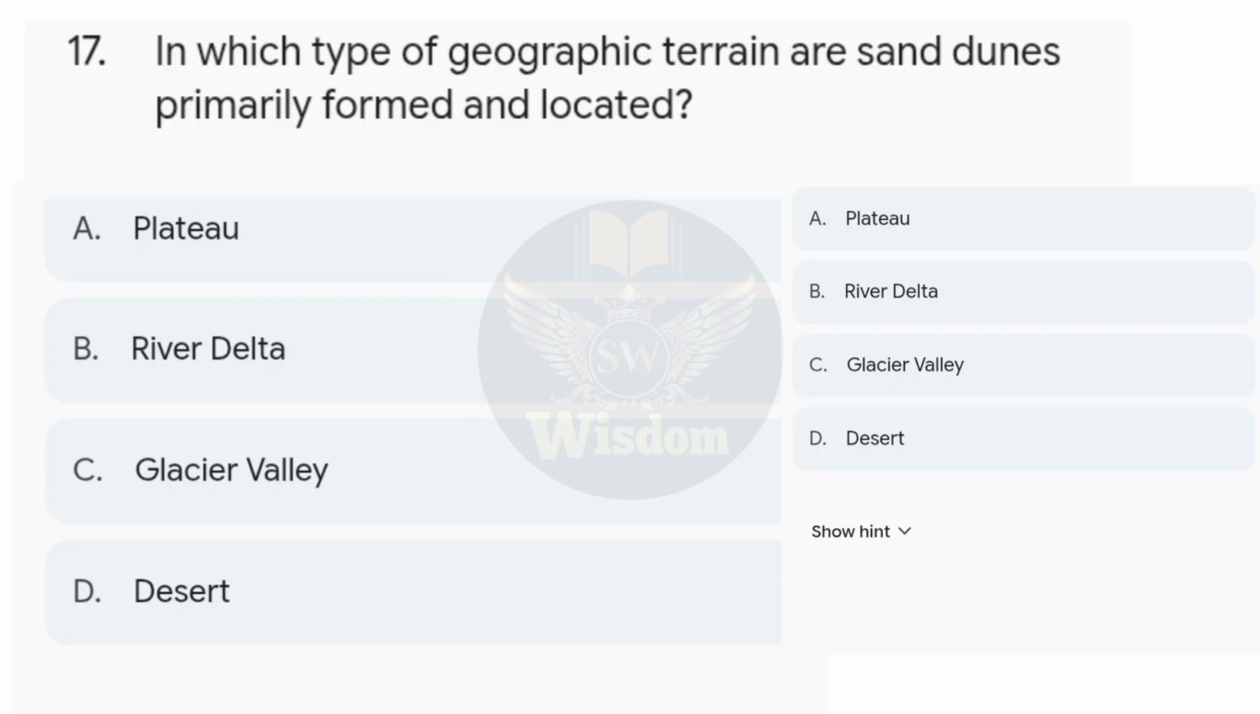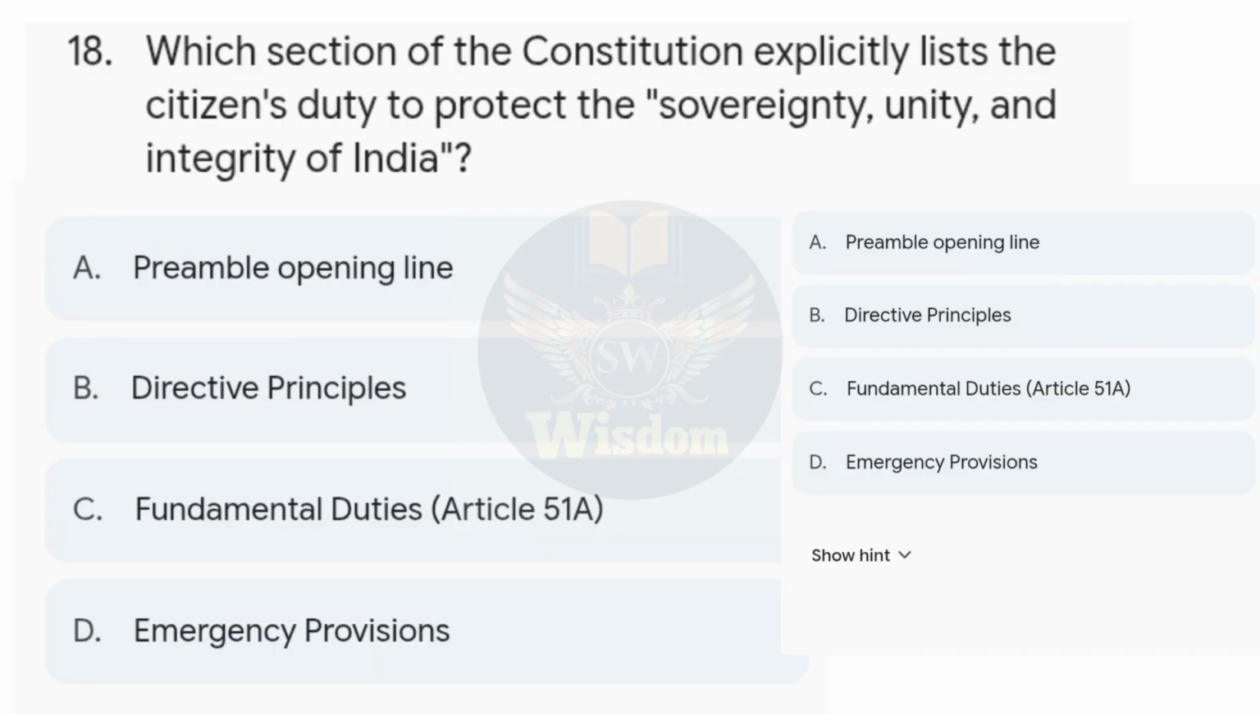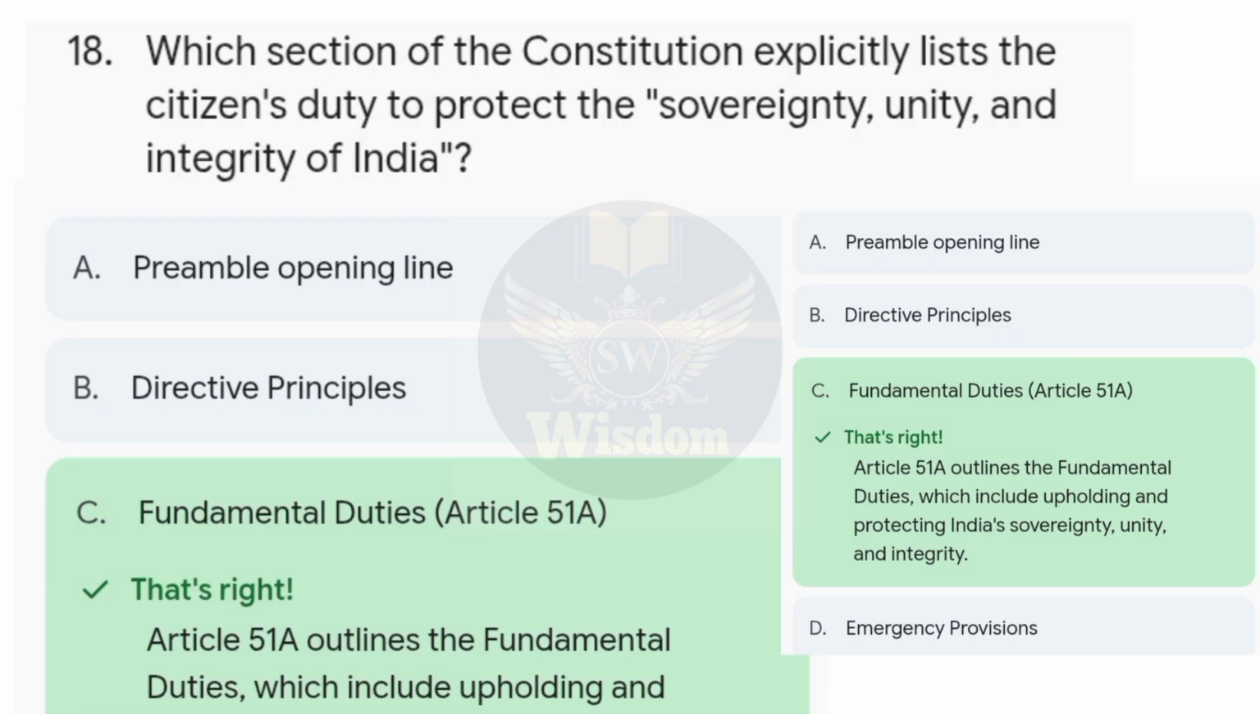Next question. In which type of geographical terrain are sand dunes primarily formed and located? The correct answer is option D, desert. Next question. Which section of the Constitution explicitly lists the citizens' duty to protect the sovereignty, unity, and integrity of India? The correct answer is option C, Fundamental Duties, Article 51A.